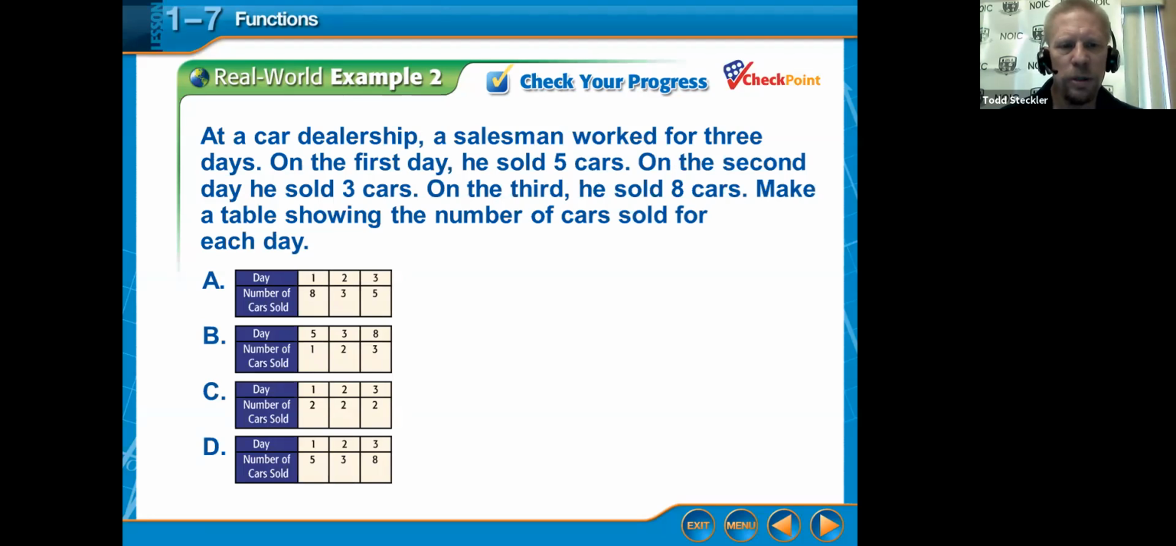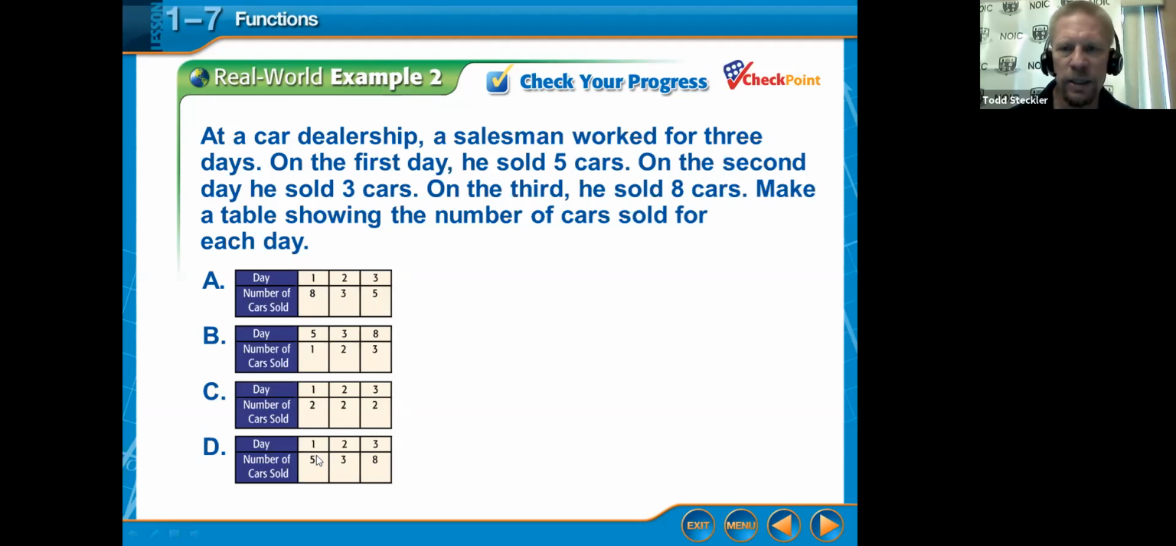In our table, there are 2 variables. One of them is the day, which will be our independent variable. The other one will be the number of cars sold. That's our dependent variable. We were told that on the first day, so day 1, he sold 5 cars. Letter A pairs 1 with 8. That's incorrect. Letter B doesn't even have day 1, so that's out. And letter C has day 1 with 2 cars. That's incorrect. So the only answer choice that it could be is day 1 has 5 cars sold.